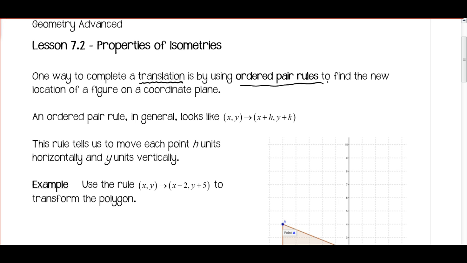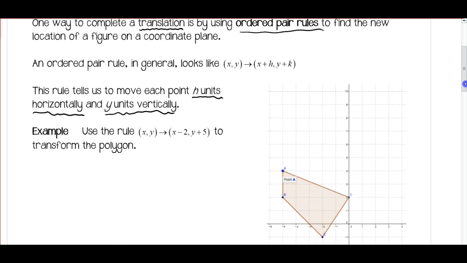An ordered pair rule in general looks like (x, y) transforms to (x + h, y + k). So this rule would tell us to move each point h units horizontally. If h was positive, we'd move to the right, and if h was negative, we would move to the left, and then k units vertically. Similarly, if k was positive, we would move up, and if k was negative, we would move down. So let's take a look at an example.